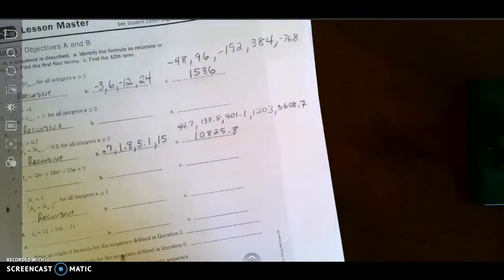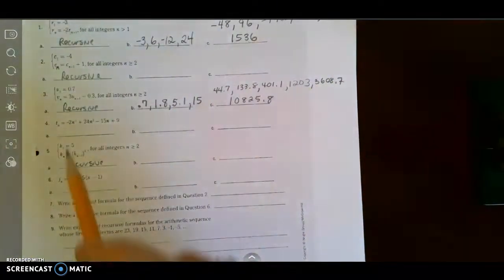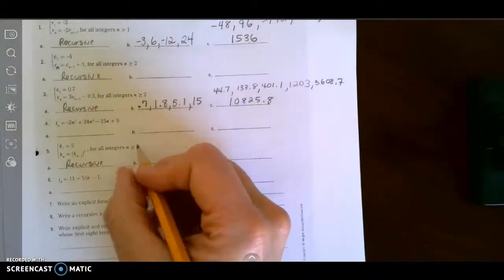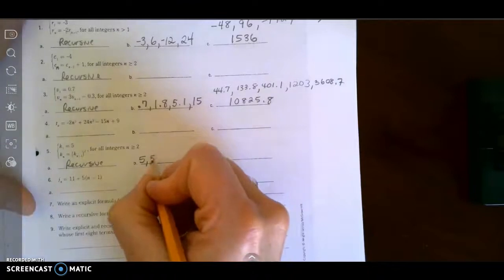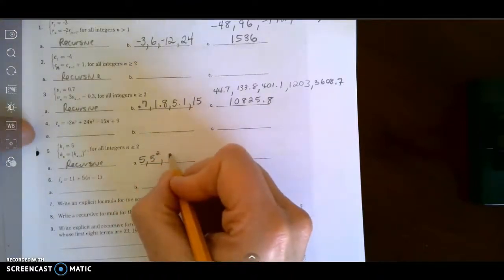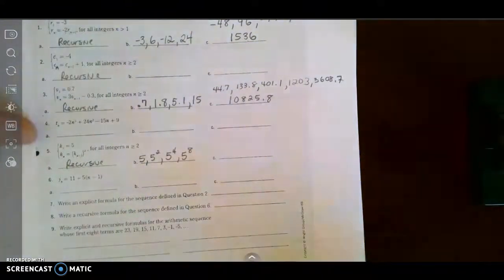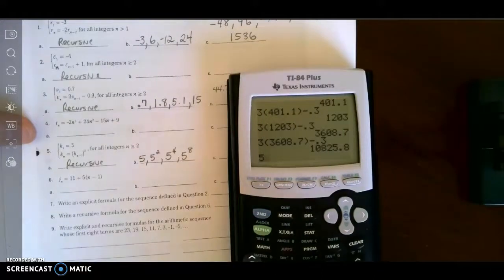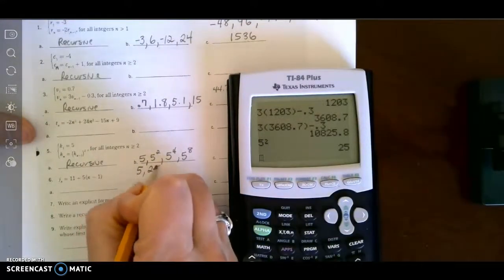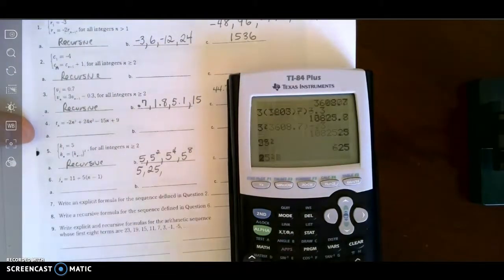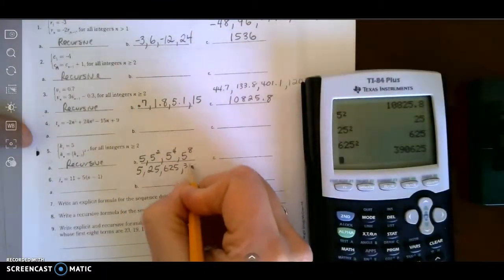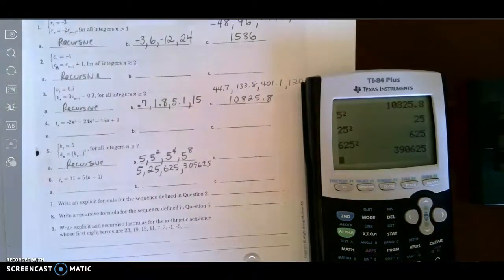Let's see. Should we do any others? We can go ahead and maybe do number 5 together. Number 5 says take the previous term and square it. So I've got 5, and then I'm going to have 5 squared, and when I square that, that would be 5 to the 4th, and when I square that, that would be 5 to the 8th, because power to a power you multiply. Or if you think of it this way, 5 squared is 25, and then 25 squared is 625. And then 625 squared is 390,625.